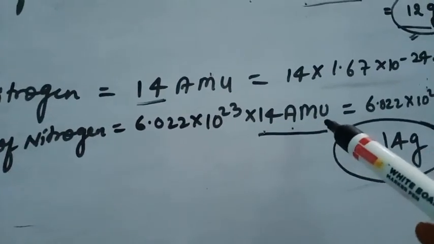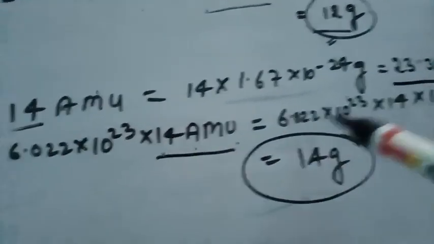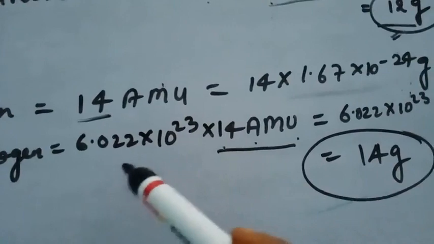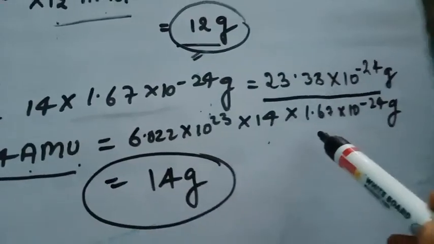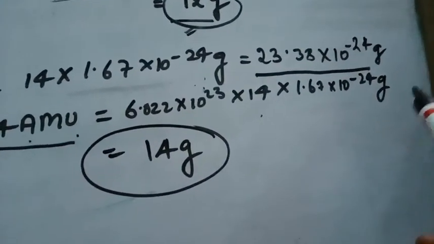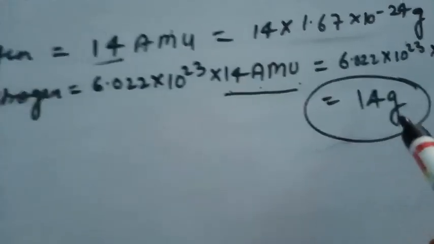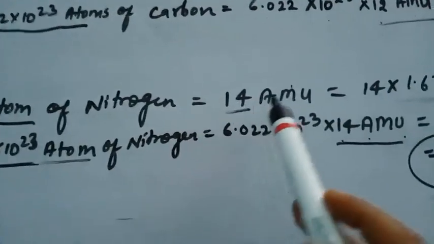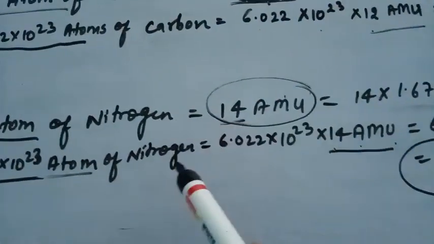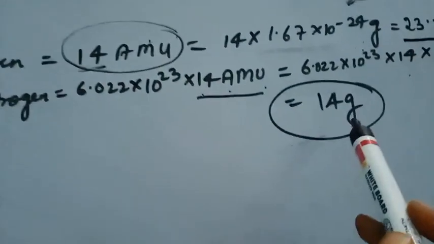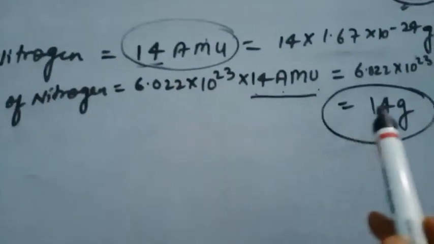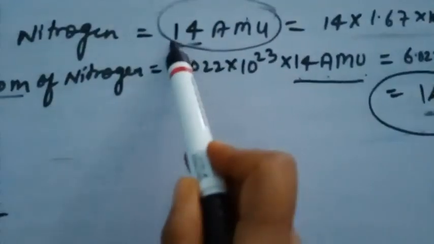AMU also you have to convert into gram, that is, you have to multiply this value by 1.67 into 10 to the power minus 24 gram. So finally you are getting 14 gram. So finally the mass of 1 mole of nitrogen is calculated as 14 gram. But you see here the atomic mass of nitrogen is 14 AMU and the mass of 1 mole of nitrogen is 14 gram. So you can see that the numerical value is coming the same.